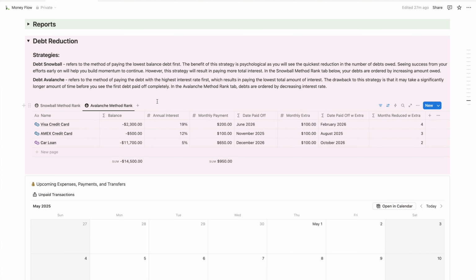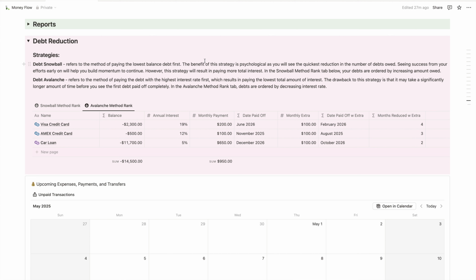The other option is the avalanche strategy, which focuses on paying off the debt with the highest interest rate first, so you will actually pay less money overall. Again, the order in the table tells you the order to pay off the debts. You can play around with different options.